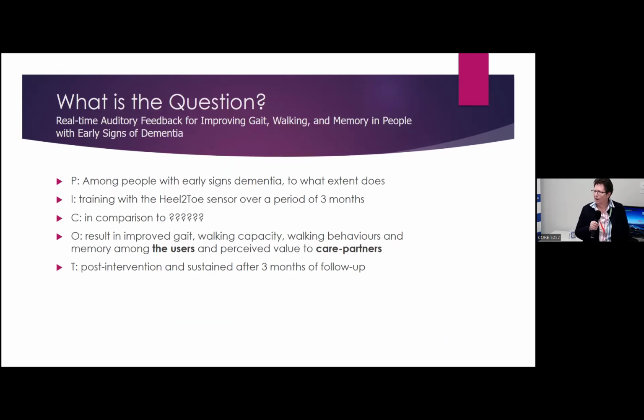What is the question? Among people with early signs of dementia, to what extent does training with the heel-to-toe sensor over a period of 3 months, in comparison to what? What am I going to pair that to? That's a big mystery. Result in improved gait, walking capacity, walking behaviors, and memory among users, and perceived value to the care partners. If the care partners do not see this as useful, they're not going to help the person they're caring for put on the technology, encouraging them to work. So automatically we have two groups that are being targeted, and we're going to measure it at this time point.